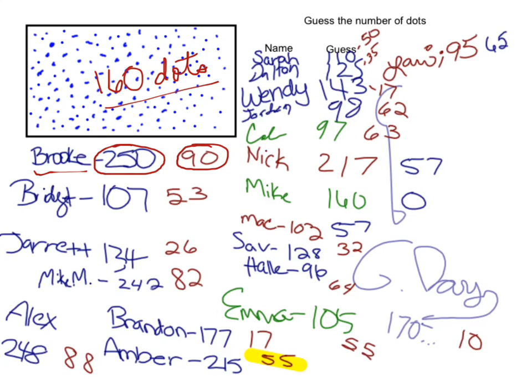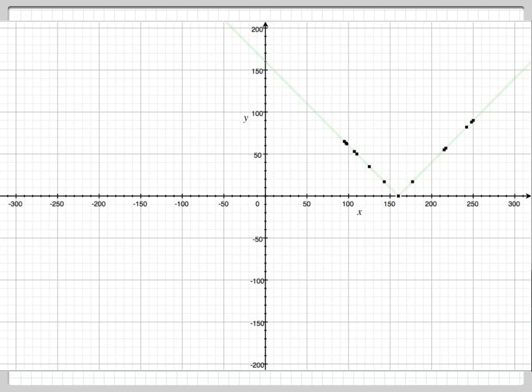And that was 90. So we made a plot of all of our guesses as our x, and that distance from 160 as our y. So Brooke's entry would look like 250 and 90 for distance away. And we did that for everybody in the class, and then we graphed the results. And the results are shown on this graph. They're the black dots. Okay?